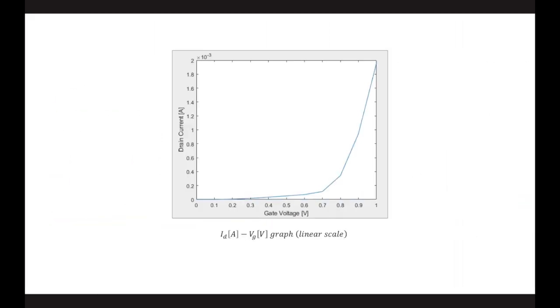Finally, the transfer characteristic curve of drain current ID versus gate voltage, with the variation of gate voltage, has been plotted on a linear scale and analyzed with the implementation of the drift diffusion model.